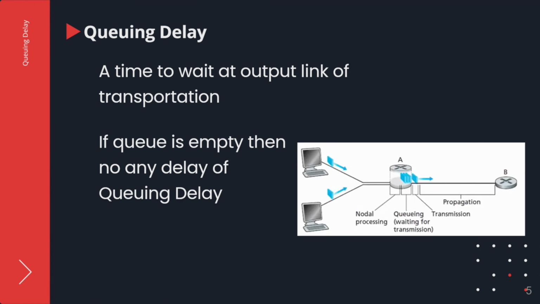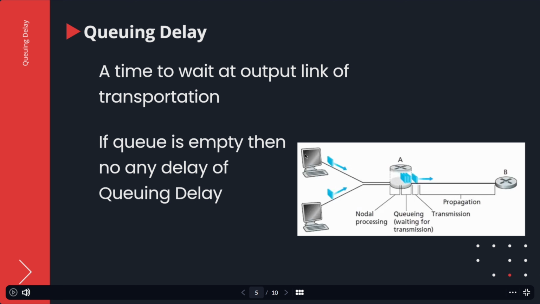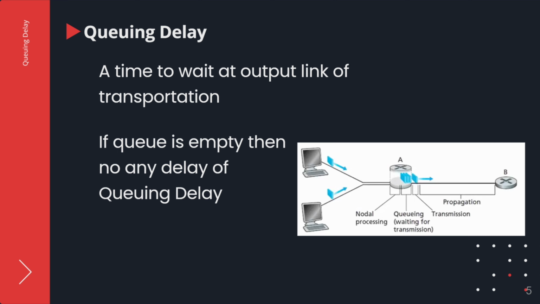Next is queuing delay, the time to wait at the output link for transmission. It means router A is connected with two devices and both devices are sending data. The data of both devices will be stored in queues, and one by one the data packets will be transferred to router B. Whatever time is taken to transmit is called queuing delay. If the queue is empty, then there is no queuing delay.